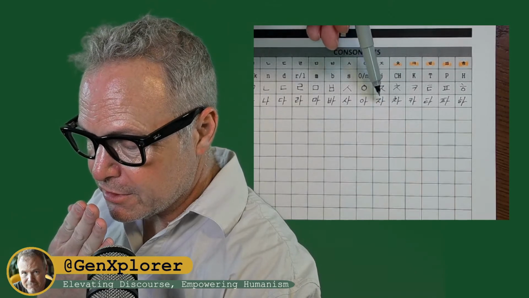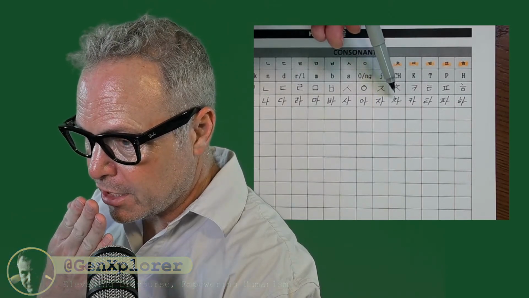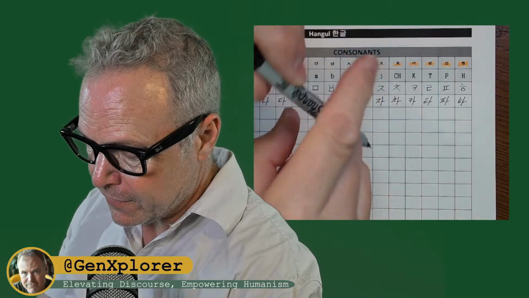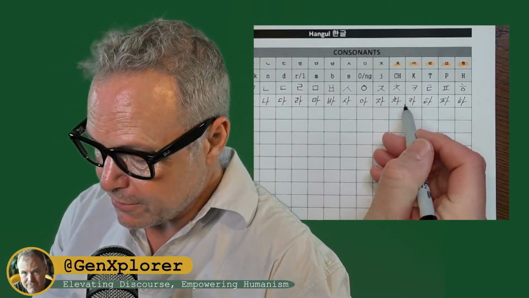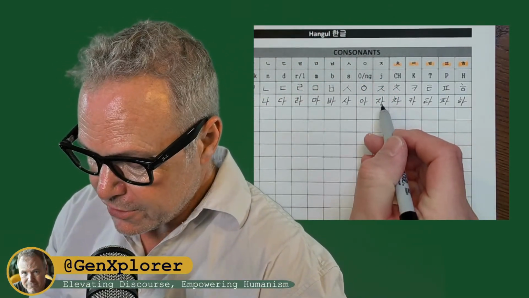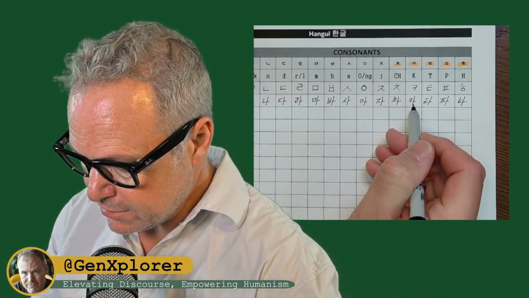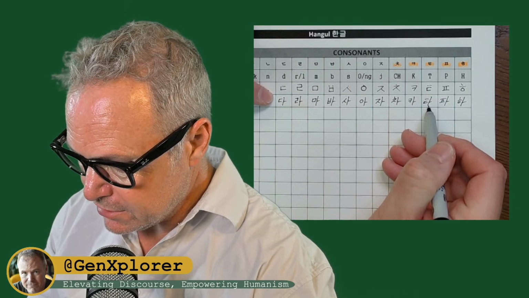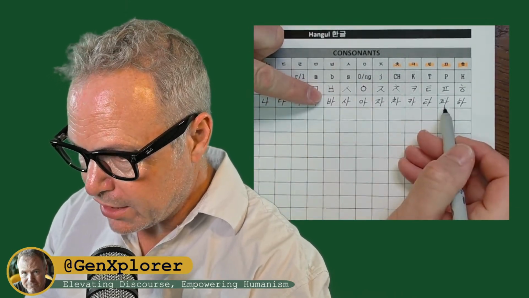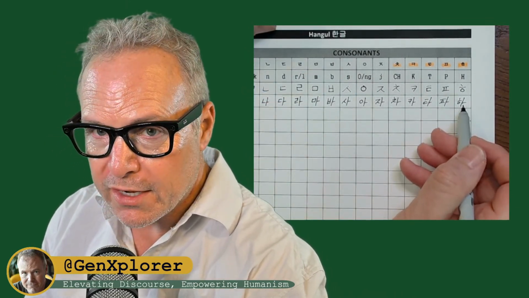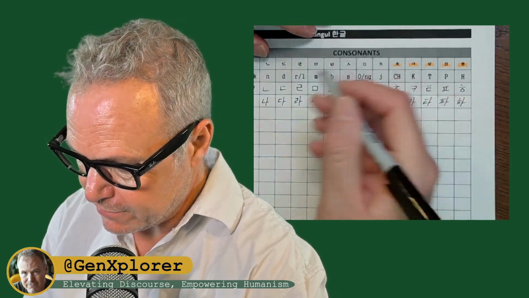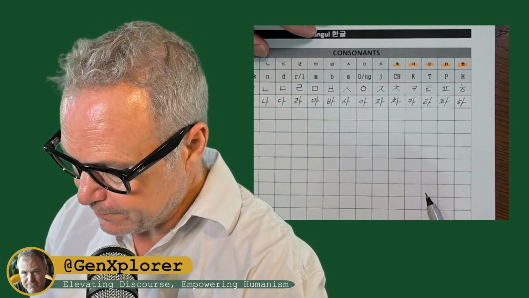So that difference: ja, no puff of air; cha, puff of air. You'll notice that puff of air is there with all of these. So we have a ja and a cha, ga and ka, da and ta, ba and pa, and ha. I said almost all of them have a partner, a buddy back there.